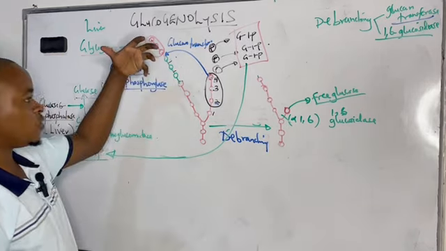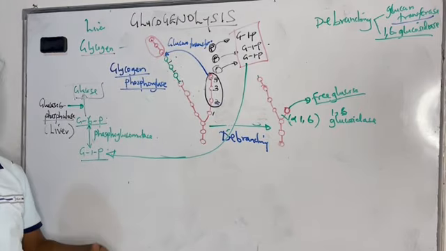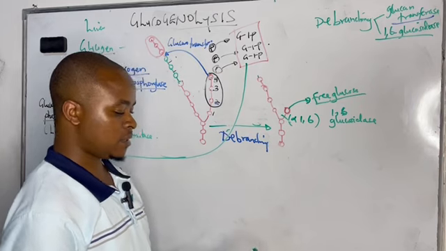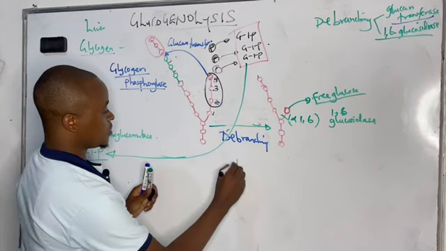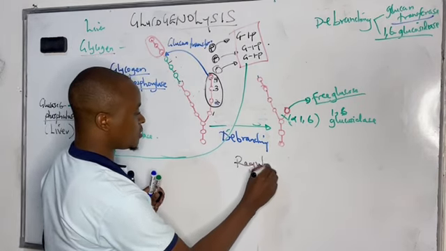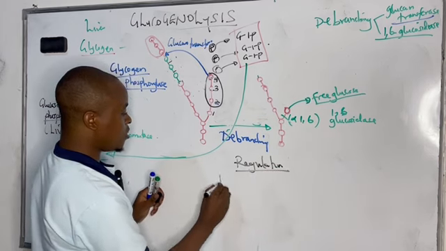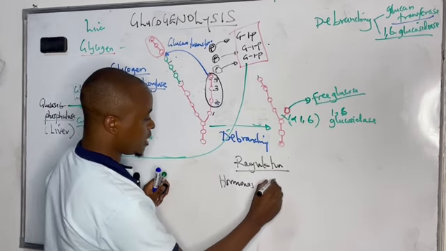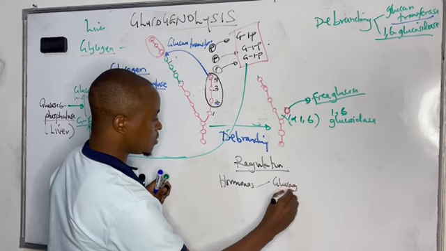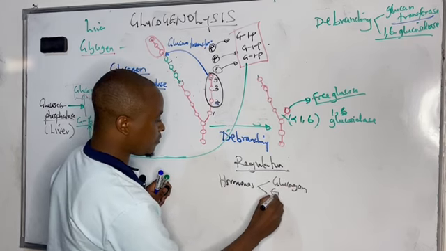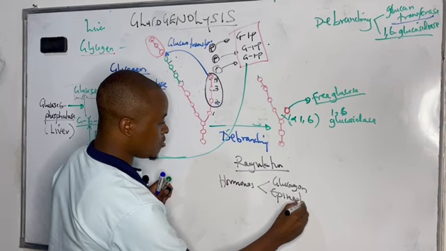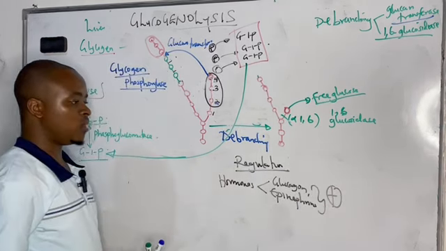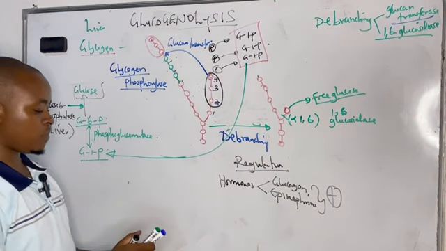This is glycogenolysis. And as we conclude this process, we need to know how it is regulated. For the regulation of this process, we need hormones like glucagon and epinephrine, and these two hormones stimulate this pathway.